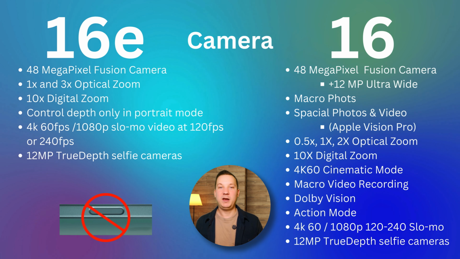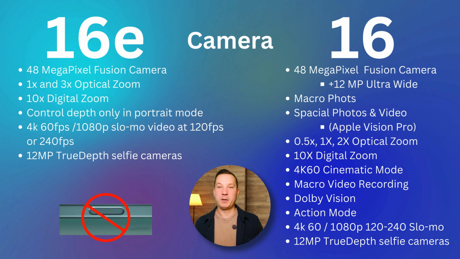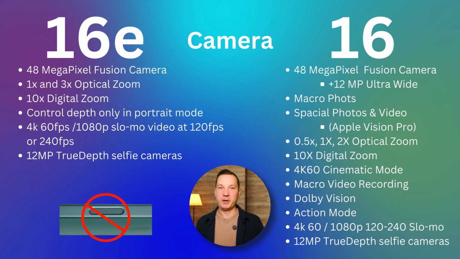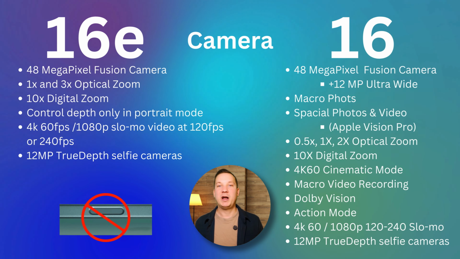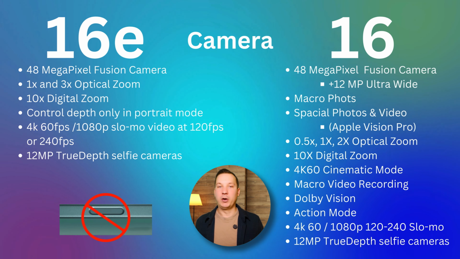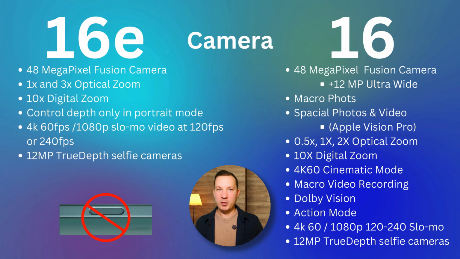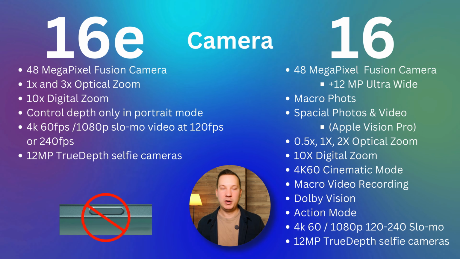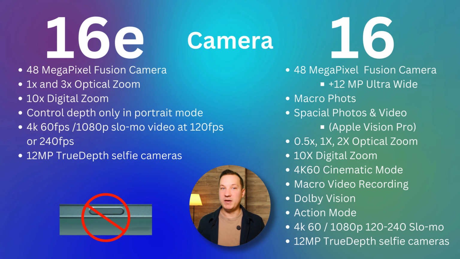The iPhone 16 and 16e both have a 48 megapixel main sensor, but the 16 gets an upgraded ultra-wide lens with better low light performance. That means sharper night shots and better details in your landscape photos. Both phones get a 1x and 2x optical zoom, but the 16 adds a 0.5 option.